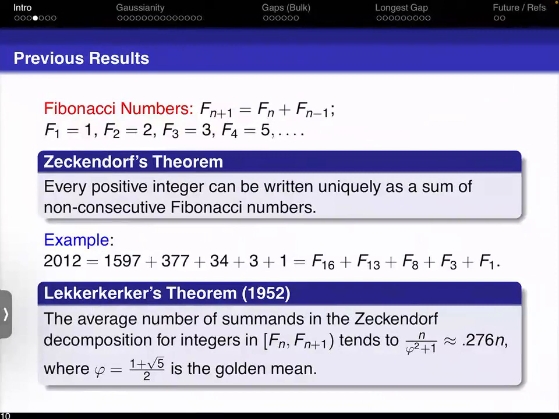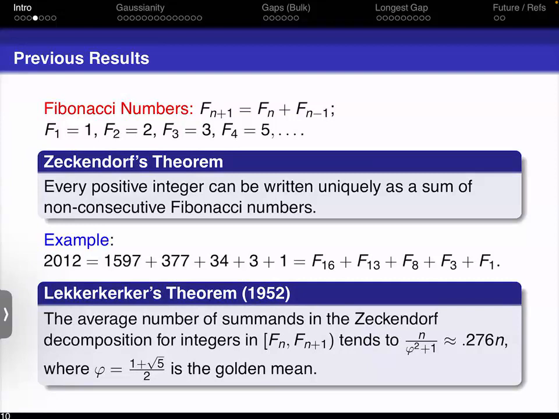Anybody want to say the name of this mathematician? Close enough, much better than I would be able to do. So what he was able to prove is that if you look at the average number of summands in the Zeckendorf decomposition for integers between the nth and the n plus first Fibonacci number, then it's approximately n divided by the golden mean squared plus 1, or a little bit more than a quarter n.